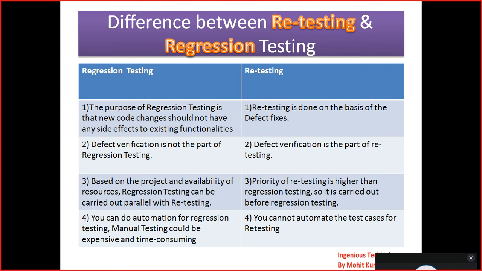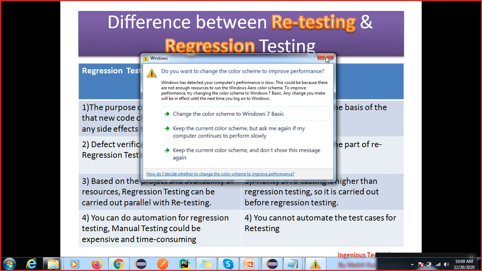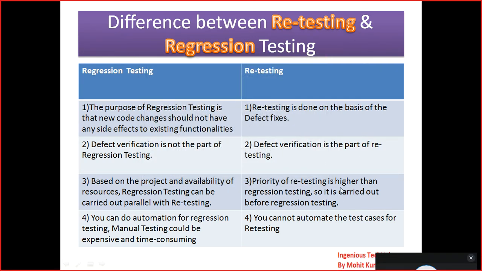Defect verification is not a part of regression testing. Defect verification is part of retesting. Based on the project and availability of resources, regression testing can be carried out in parallel with retesting. It depends upon the company requirement, what the company and team are going to follow. But here we can do it priority wise. The first priority is retesting, which is higher than regression testing, right?